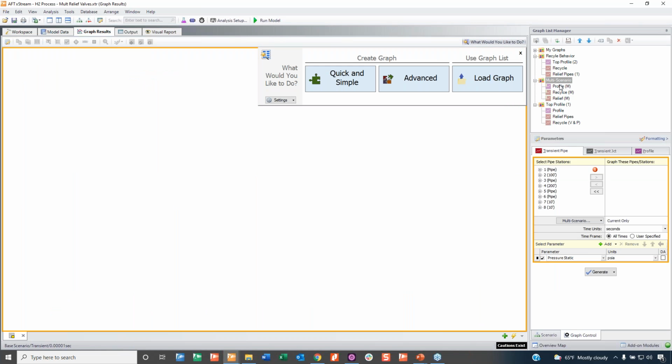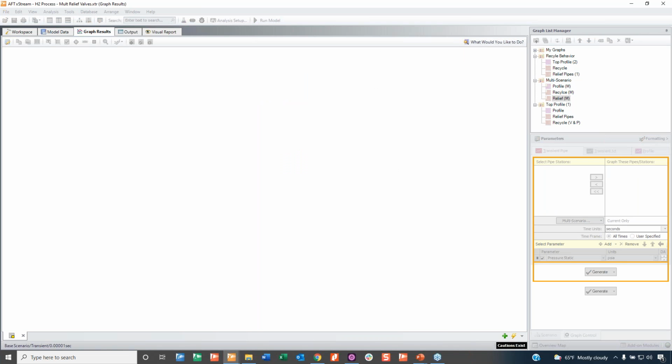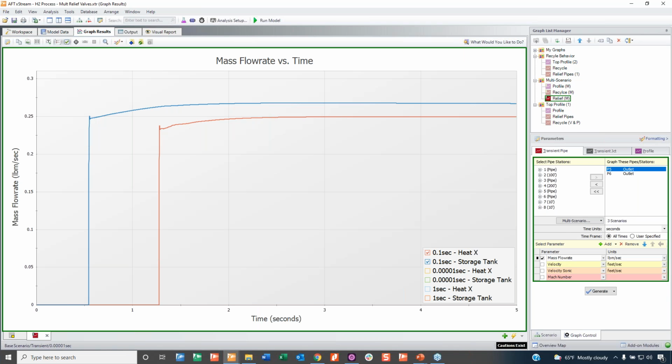So we can look at multiple scenarios in a single graph. If I go to my relief, what is happening? Okay, this one I did name correctly. So again, my sincere apologies for any confusion, but this graph is true. So my 0.1 closure, the very first scenario we looked at where the closure happens in 0.1 seconds, we have my storage tank blows first, right? Then my heat exchanger blows.